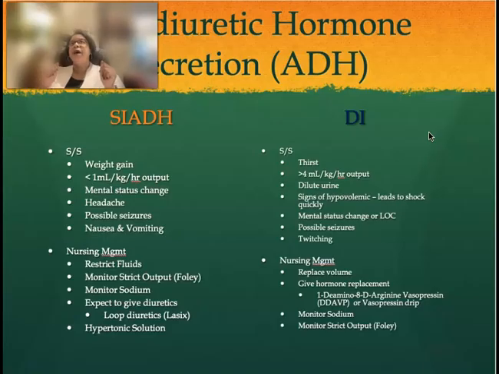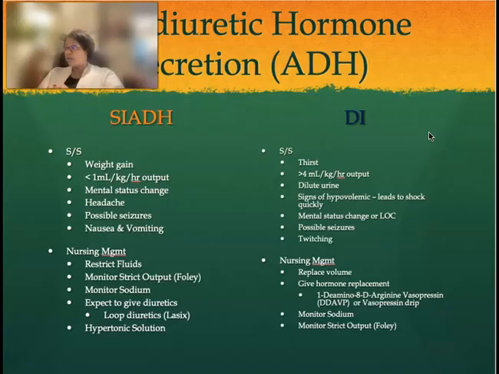So if they put out 400 cc's or 400 milliliters in the past 2 hours, and I have an order to replace 1-to-1 with normal saline, then I know over the next 2 hours, I'm going to have to replace that 400. So I'm maintaining them and then replacing whatever fluid that they're losing.